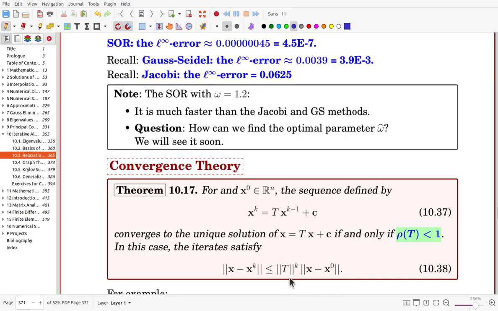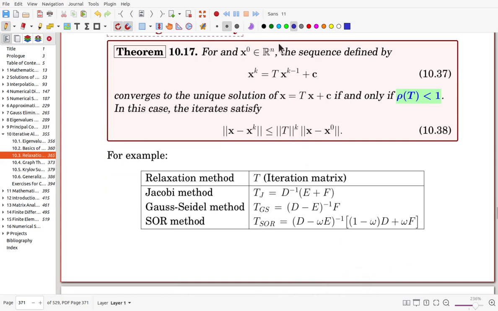This norm doesn't have to be less than 1. However, in any case, we can write in this way. And now, convergence holds if and only if the spectral radius is strictly less than 1.